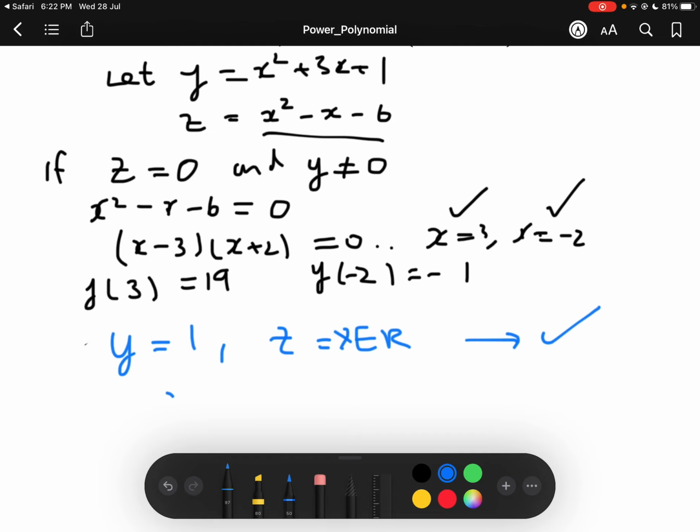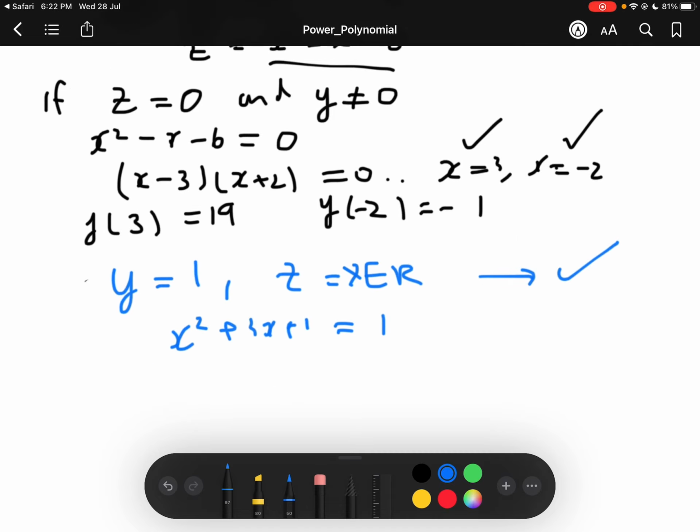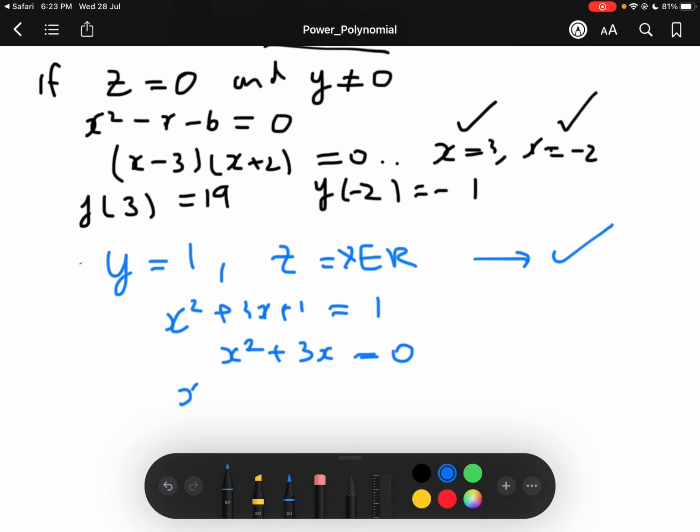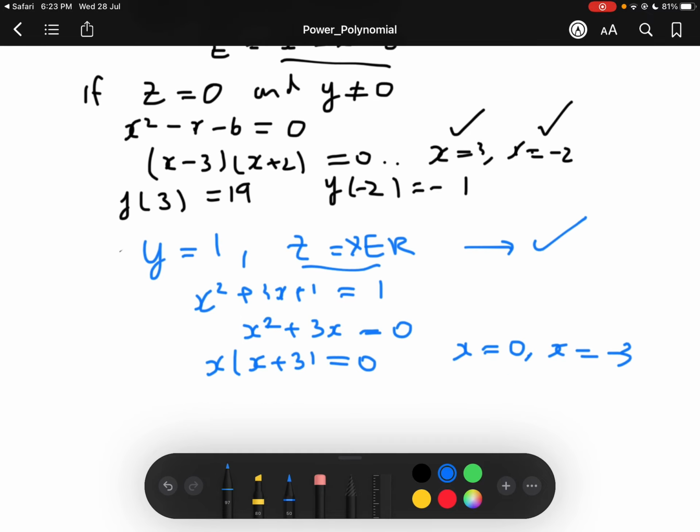So therefore we can just make x² + 3x + 1 equal to 1. Sorry, my writing's a bit messy, but you should get the point. So x² + 3x = 0. And if we factor out the x, we have x(x + 3) = 0. We should have the solutions x = 0 and x = −3. We don't have to test anything for this particular solution because 1 to the power of anything equals 1. It doesn't matter what z is equal to, z can be any real number. So x = 0 and x = −3 are valid solutions.